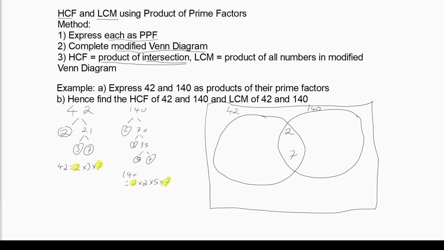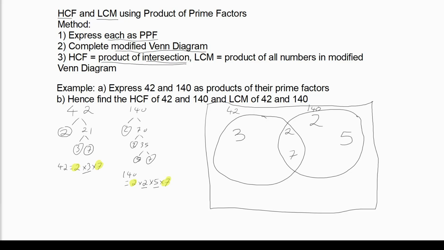Now, in the section of the Venn diagram which is the 42 circle, which does not include the intersection, I'm going to put the 3, because 3 is a factor of 42, but not 140. Similarly, I'm going to put the extra 2 in the 140's expansion and the 5 in the section of the Venn diagram which represents the factors of 140 but not the factors of 42. So that's just going to be here. And there we have it.